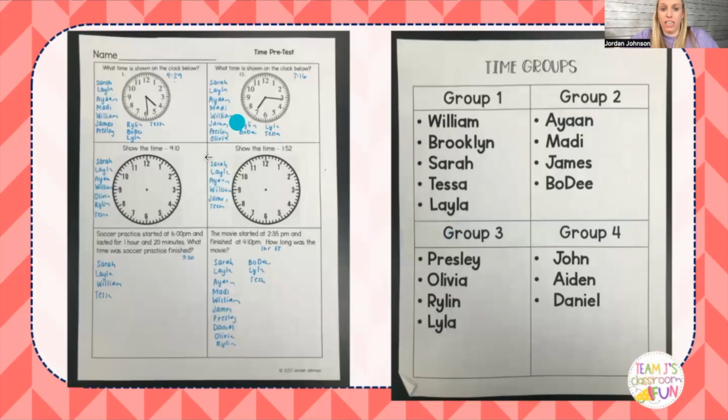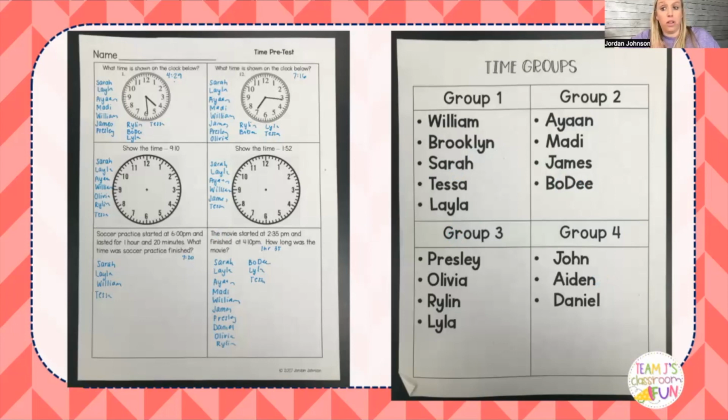As you can see here, I have that time pretest that I looked at last time. On here, I wrote down students' names of who were missing certain skills, and then I formed my groups. Group one is typically my group that needs some more help. They're struggling a little bit more. And then group four tends to be my group that's doing really well and is ready for a challenge.